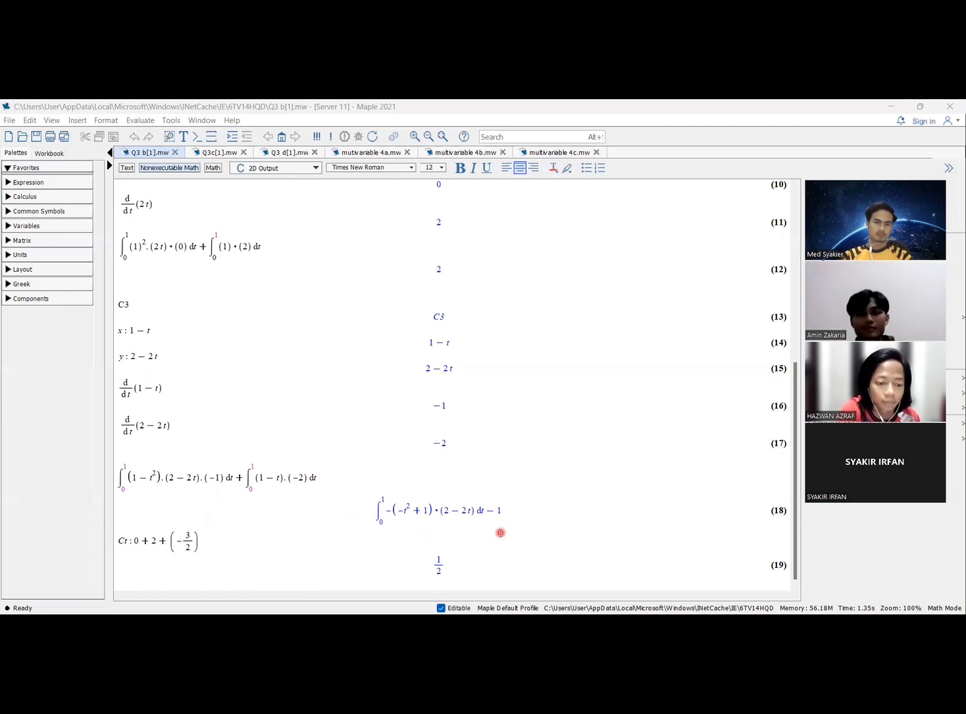negative 3 over 2. So to find the total, C total is C1 plus C2 plus C3, and we substitute the values of C1, C2, C3: 0 plus 2 plus negative 3 over 2, and we get the final answer is 1 over 2 or 0.5.